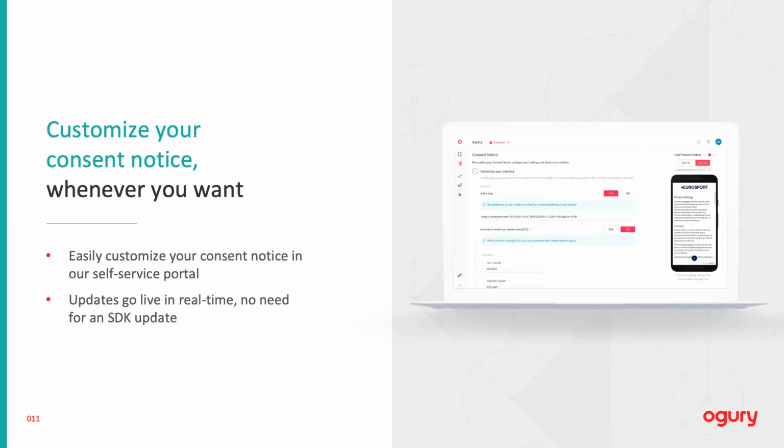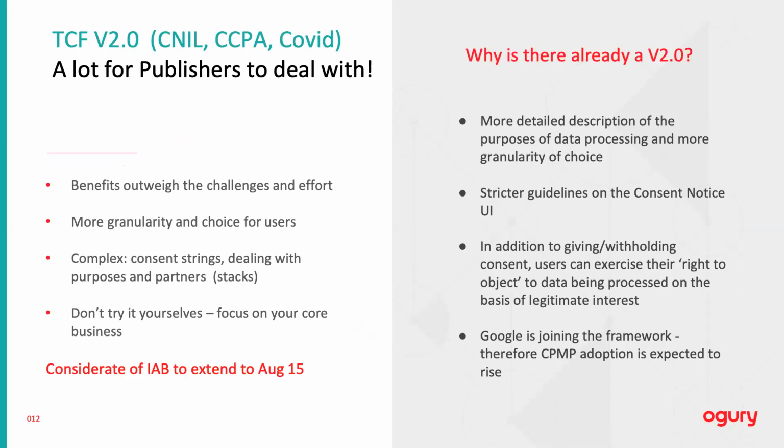And in terms of getting you ready for TCF2, it's been a lot for you publishers to deal with. I mean, CNIL, CCPA, COVID, but the benefits far outweigh the challenges and effort. There's much more granularity and choice for users. However, it is complex, dealing with consent strings, ensuring these strings get passed to your partners, dealing with purposes and partners, and the stack approach that the IAB have nicely come up with.